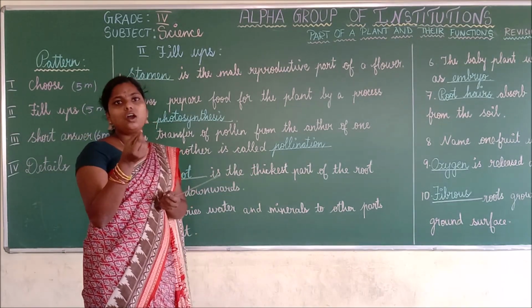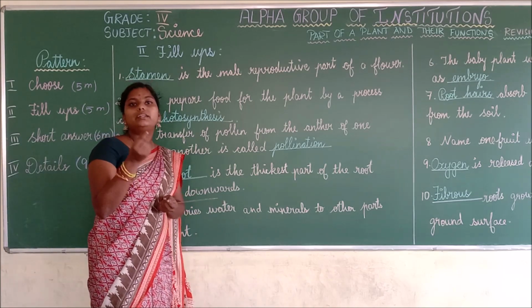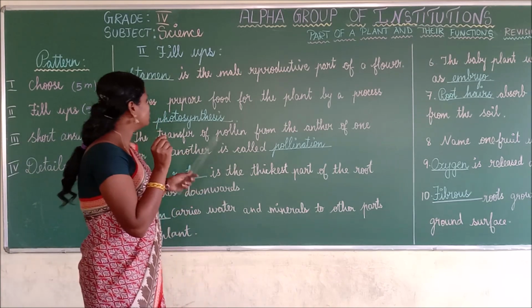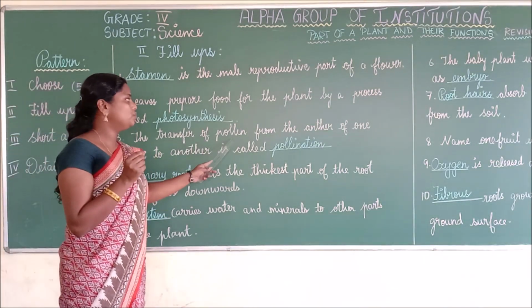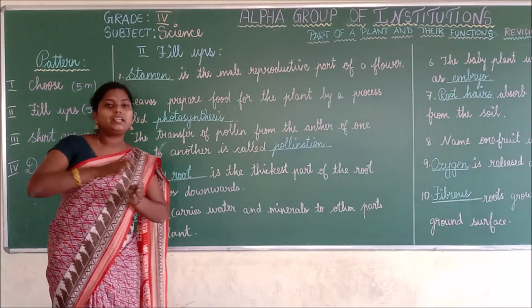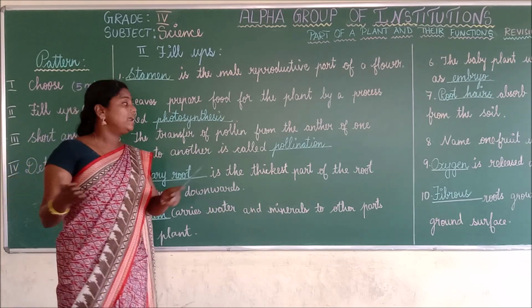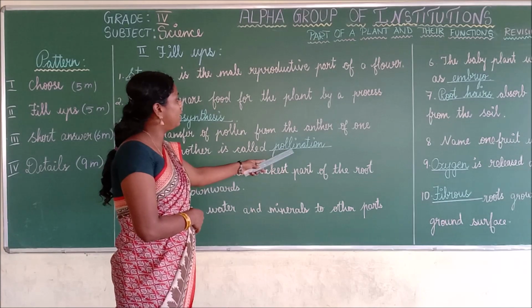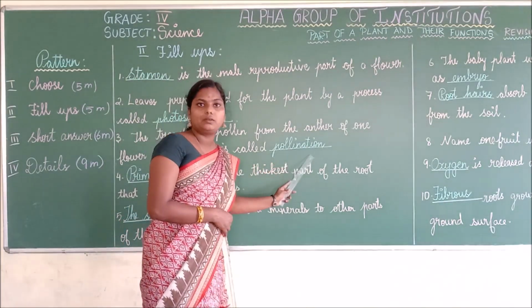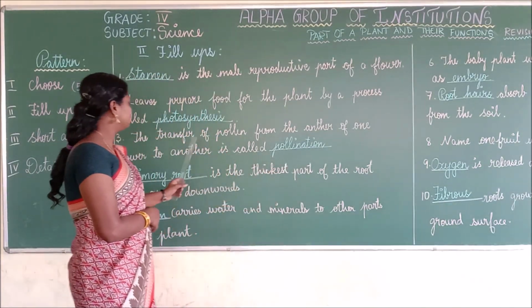So there is a style in the flower, and at the top of the style there are small pollens which are yellow in color, and these pollens might migrate from one flower to another, and this process is called pollination. P-O-L-L-I-N-A-T-I-O-N. Pollination. Is it clear?